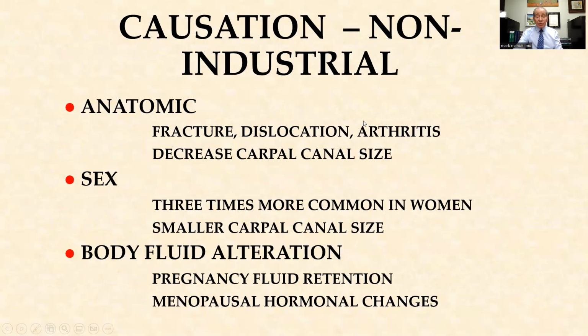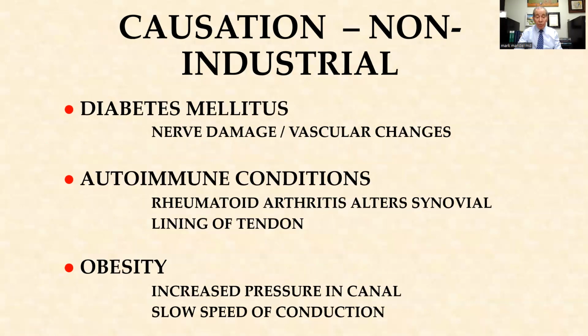But also, there are non-industrial factors: old fracture, arthritis, more common in women than men, smaller carpal canal size, and also in pregnancy, many women will develop tingling and numbness. But usually, if they have that, when they deliver the child, they tend to diurese, get rid of all that extra fluid in the body. The carpal tunnel goes away. But multiparous women have a fairly significant incidence, and the most common cause of idiopathic carpal tunnel is in postmenopausal women due to changes in the hormone flow.